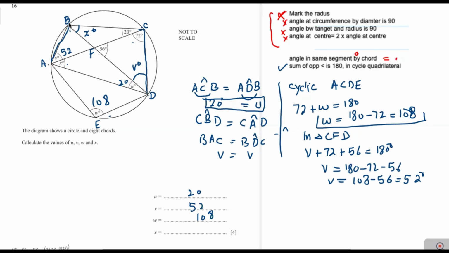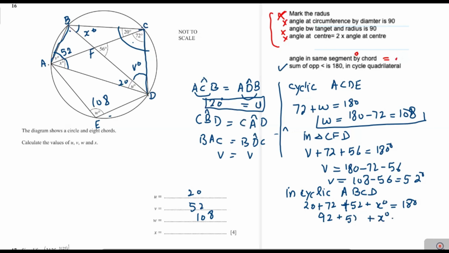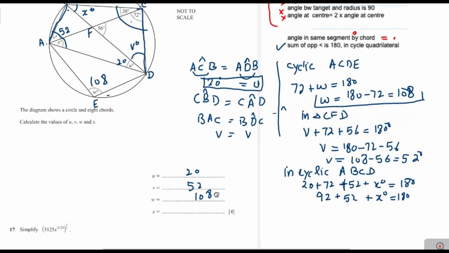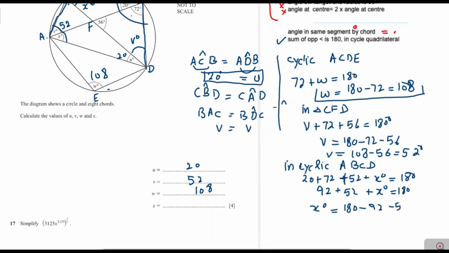You see here, this is another cyclic quadrilateral, ABDC. In cyclic quadrilateral ABDC, the sum of opposite angles of a cyclic quadrilateral is equal to 180. Now this is the diagonally opposite angle. You see here, 20 plus 72 plus 52 plus X degree will be equal to 180. Now you can write it, 92 plus 52 plus X degree equal to 180. That value is equal to 180 minus 92 minus 52. Now you can write it, 36 degree. The answer is 36 degree. We have to write here 36 degree is the answer. Now the X degree will be equal to 36 degree, and this is the answer.